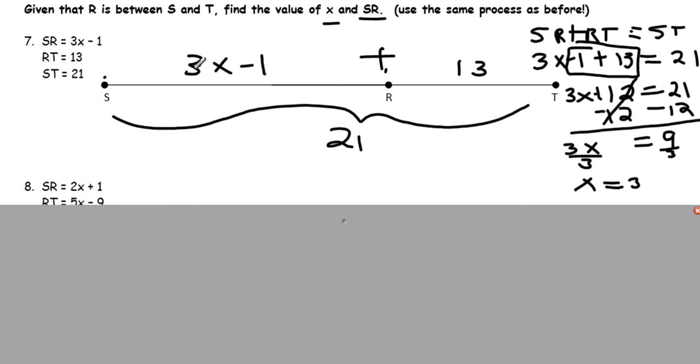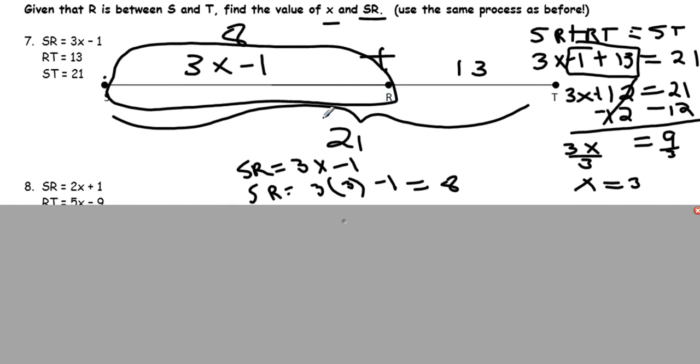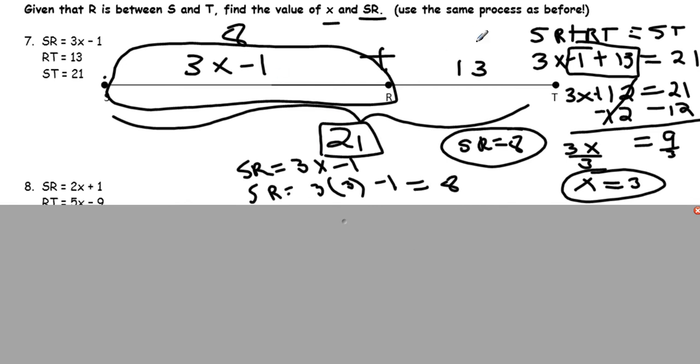It says find the value of x and the length of SR. So we're going to plug x back in to SR. So remember, SR equaled 3x minus 1. We found x was 3. So SR equals 3 times 3 minus 1. 3 times 3 is 9, minus 1 is 8. So SR equals 8. And we would just write that off here. SR equals 8, circle it, x equals 3. And we just want to check that 8 plus 13 does in fact equal what we said it did, which is 21. And that's true. So we're good.